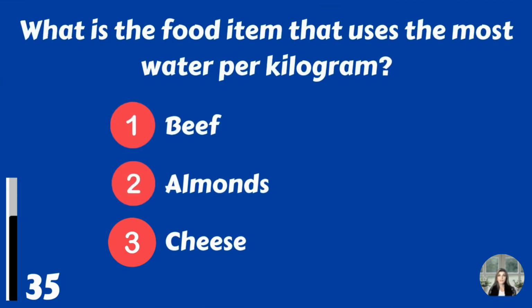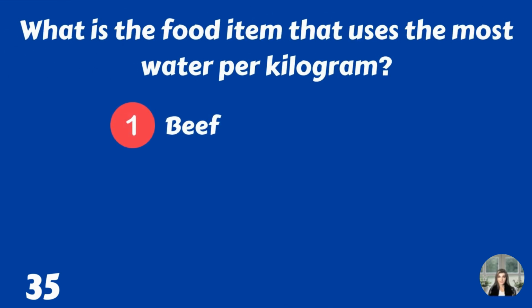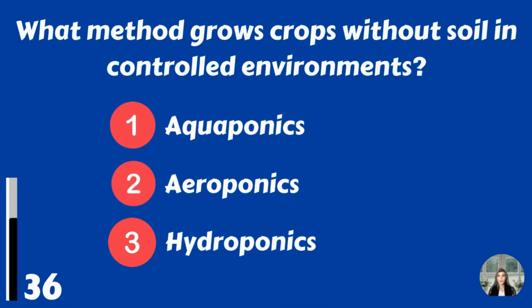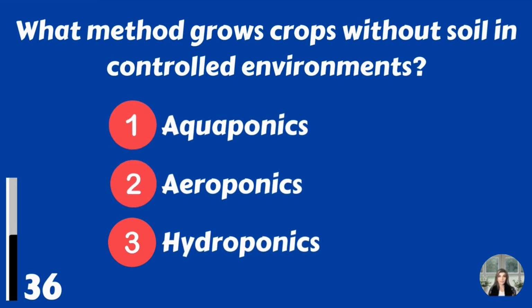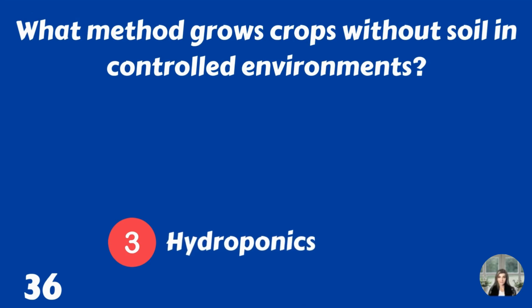What is the food item that uses the most water per kilogram? Beef, almonds, or cheese? Beef. What method grows crops without soil in controlled environments? Aquaponics, aeroponics, or hydroponics? Hydroponics.